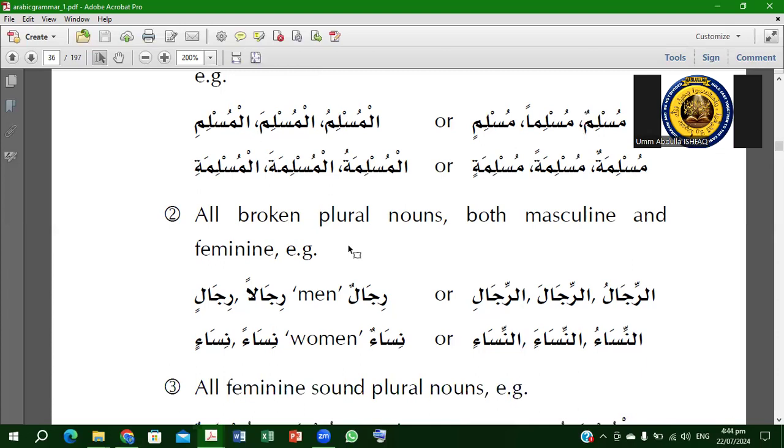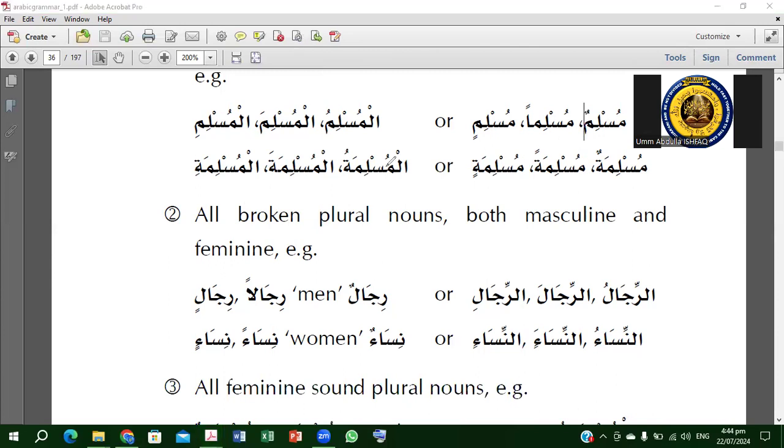In plural, we have broken plural and we have sound plural. Okay, this example of Muslimu, and I'm just revising again, it's a revision with you. For example, if it is Muslimun, this is singular. If you want to make it plural, can somebody tell me how will you, any volunteer? Muslimun, what is the plural of this? Anyone, any volunteer can turn the mic on and let me know.